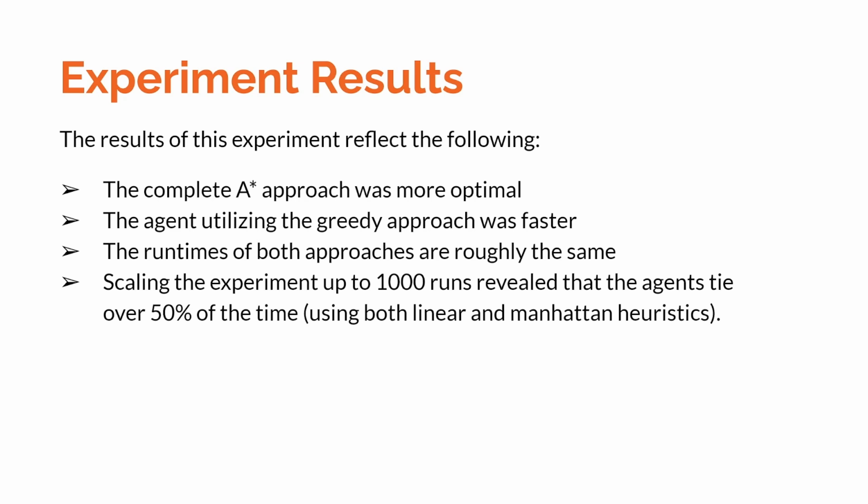To get a better understanding of the agent's behavior, and just to verify our findings, we increased our testing from the initial 3 runs to 1,000 runs and discovered that the agents tie in over half the cases, and this held true whether we used linear or Manhattan heuristics, suggesting that while each approach has its distinct advantages, the overall performance levels are more comparable than we initially expected.